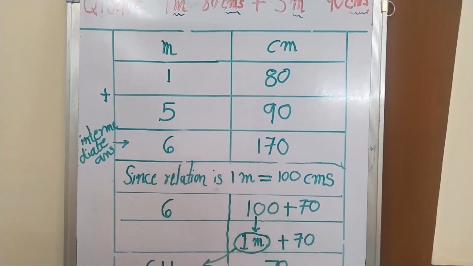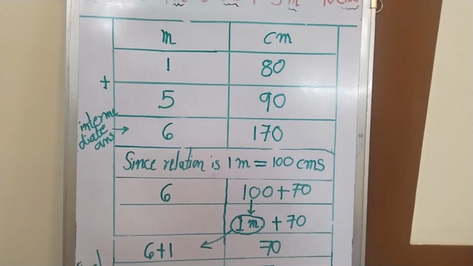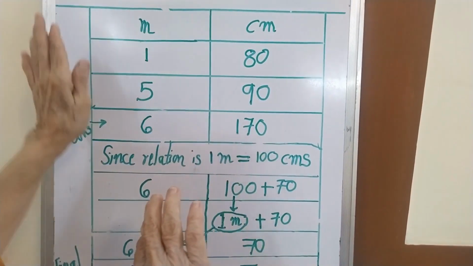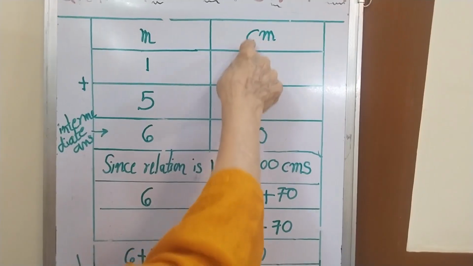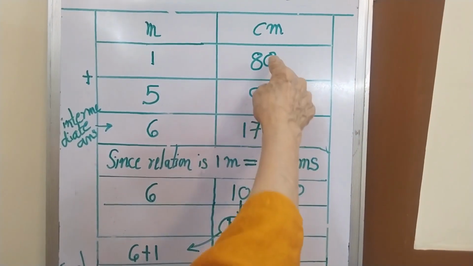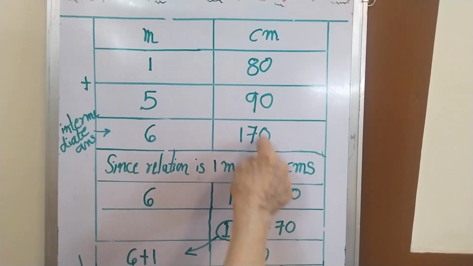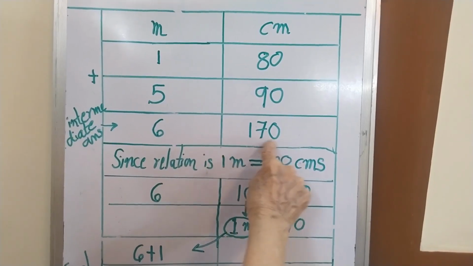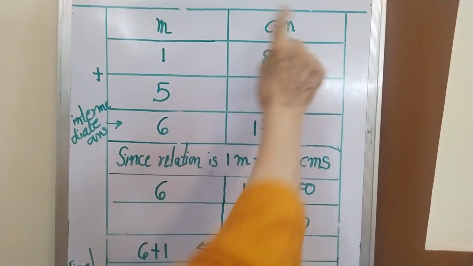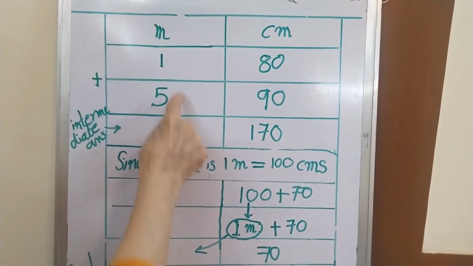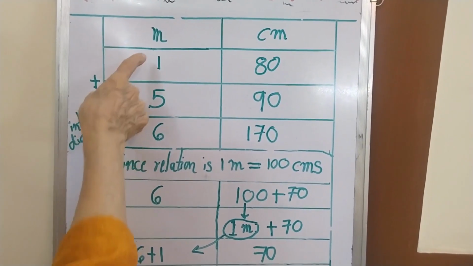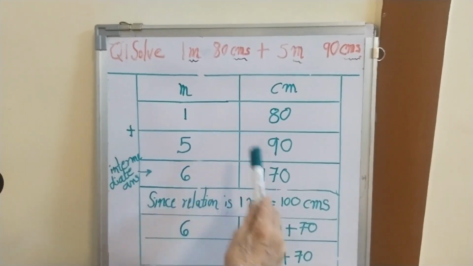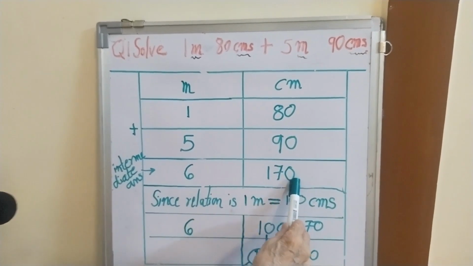Now in this type of sum, you are going to add centimeters separately and meters separately. So first of all, let us add only centimeters. 0 plus 0 means 0 and 9 plus 8 means 17. So here we have got 170 centimeters. Now let us add meters separately. 5 plus 1, 6. 6 meters and 170 centimeters.